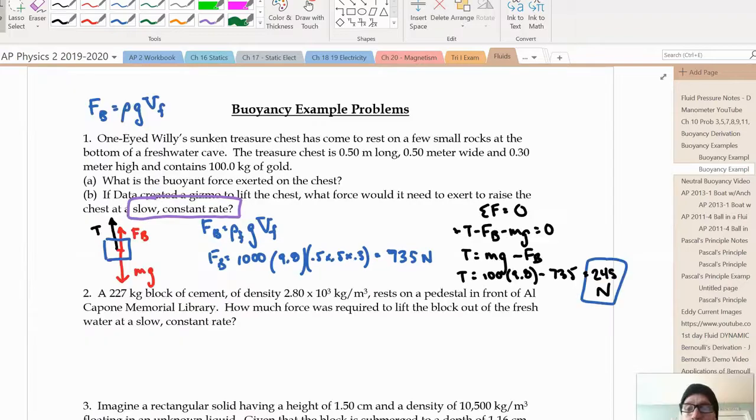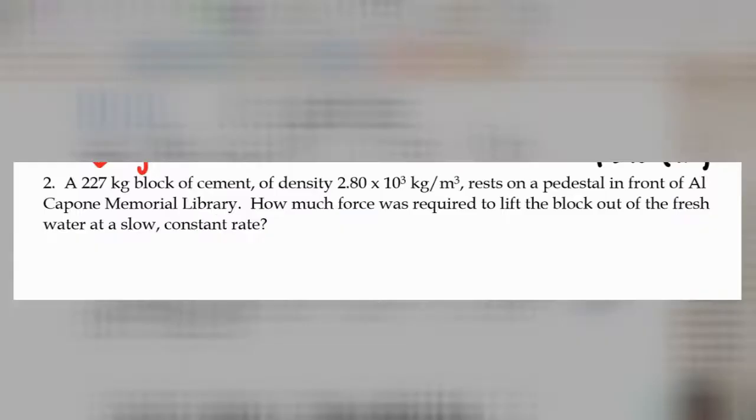Sound good? All right, here's the next one. A 227 kilogram block of cement of density 2.8 times 10 to the third kilograms per meter cubed rests on a pedestal in front of the Al Capone Memorial Library. How much force was required to lift the block out of the fresh water at a slow, constant rate? Yeah, you guys see a theme here.